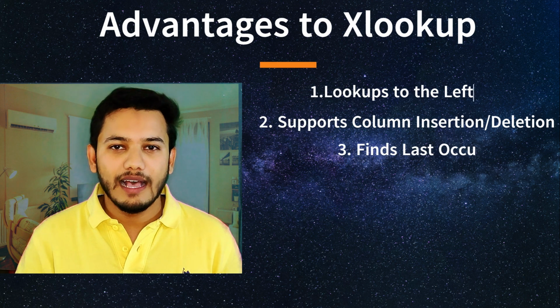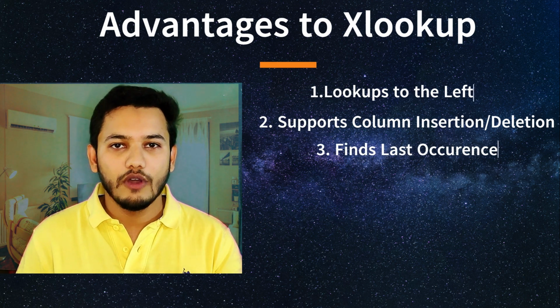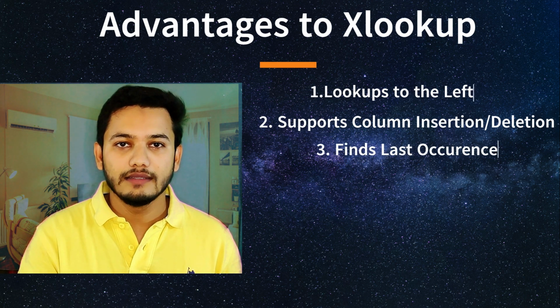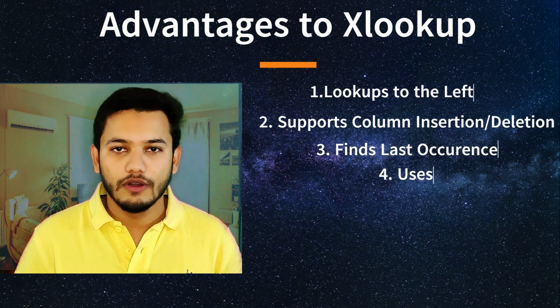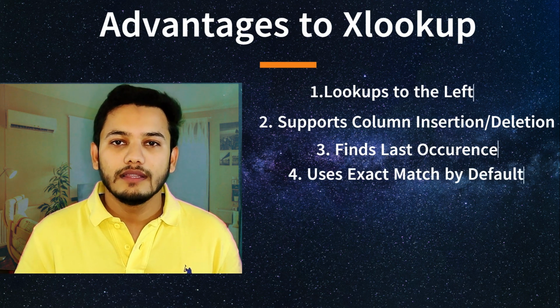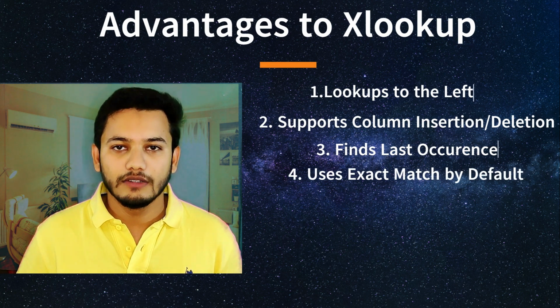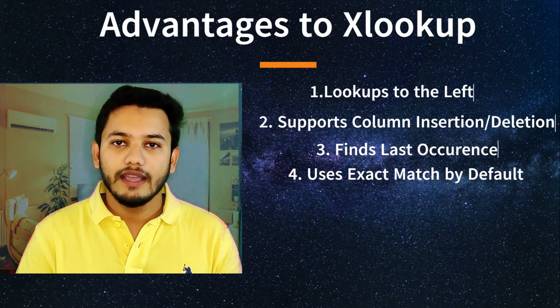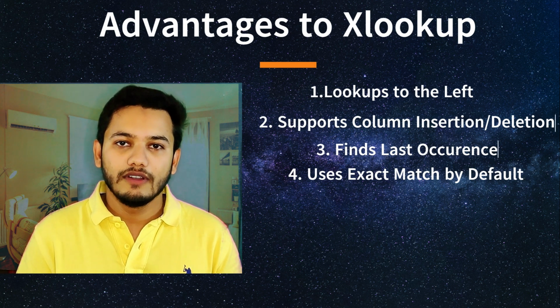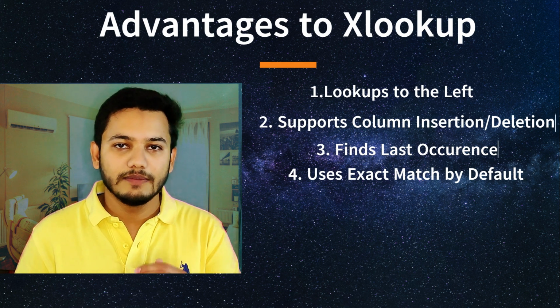It is able to find the last occurrence of the data, so it can read the data from the bottom and give you the last occurrence of the primary key that you are looking up for. In addition to that, it also uses the approximate match as the default parameter, so you need not specify it every time while applying the function, which we do usually in the VLOOKUP function and index match function.